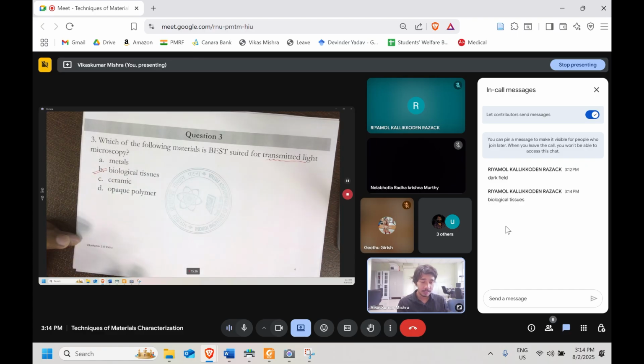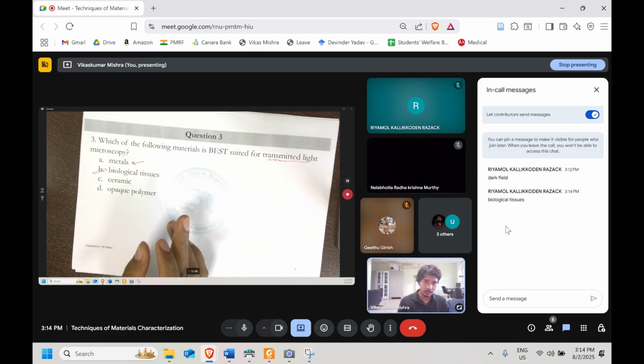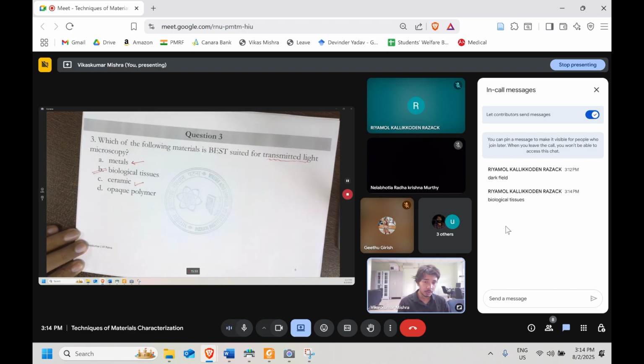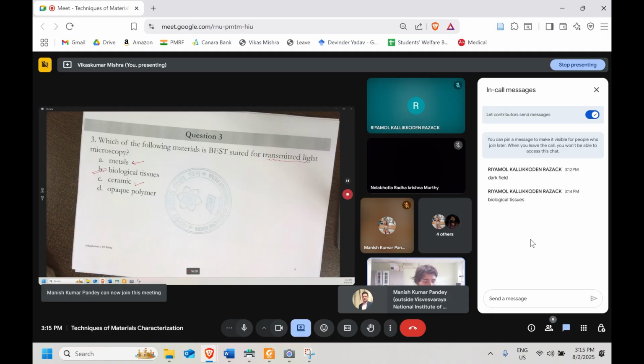Very good. See, the reason is that, as Riyamul has told us, it's a biological tissue. The metal, we know it's very opaque. If we incident light onto it, it will absorb it, or it will create some other phenomena. Ceramic is again, a large fraction of ceramics are opaque, if we talk in the general way. Again, you can say that I will thin it down, I can make it transparent. That's again another way. But if we talk from the broad perspective, we can say the ceramic is not the one.